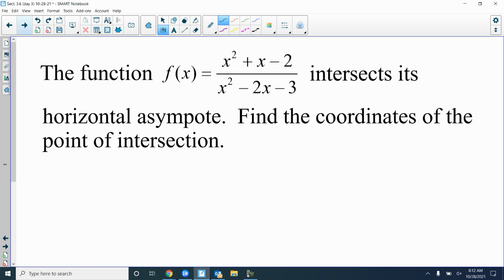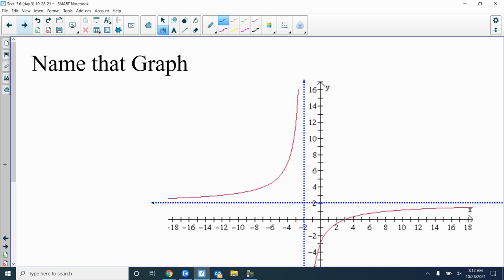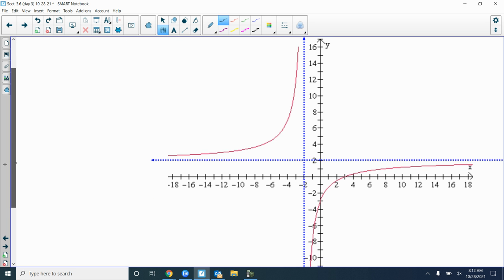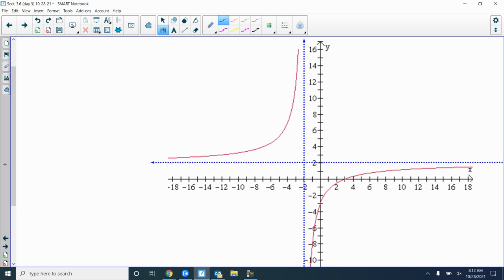All right, I'm going to skip this one. I'm going to save that one, so don't cross it out. But there's one more we've got to go over first, and you can draw that on the bottom or something. Name that graph. I'm giving you the graph, and you're going to give me the equation.